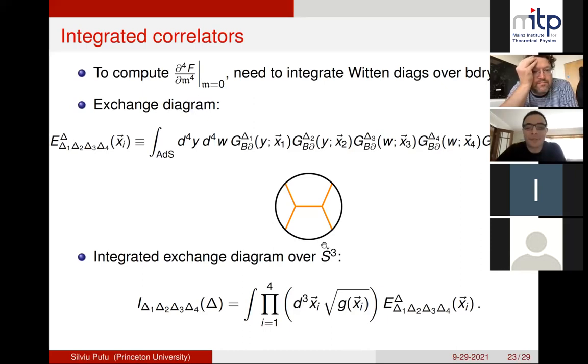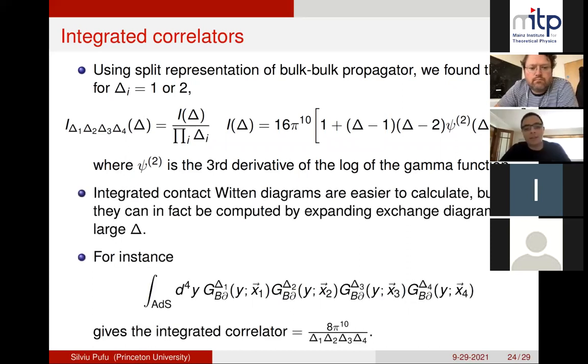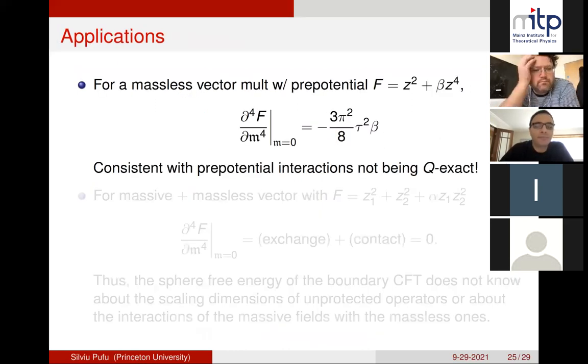But one can actually do them using the split representation of the bulk propagator, and one finds that there's some answer that depends on the dimension of the operator dual to the field that's being exchanged. The answer is quite complicated. It just depends on the third derivative of the logarithm of the gamma function. So this is the integrated exchange diagram. Integrated contact diagrams are easier to calculate, but let me not explain that in detail.